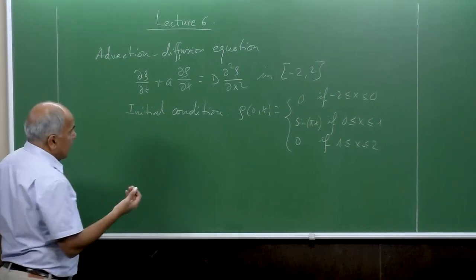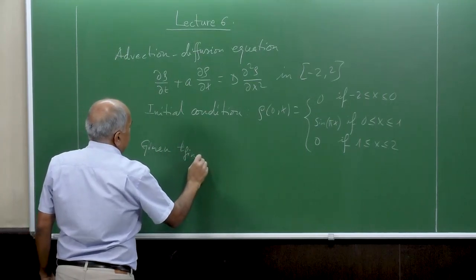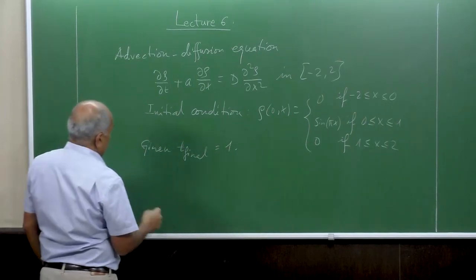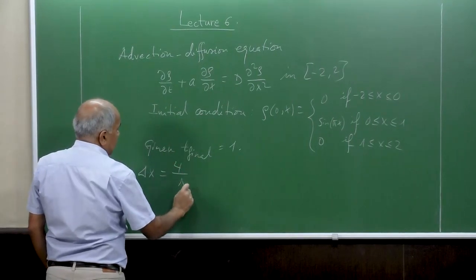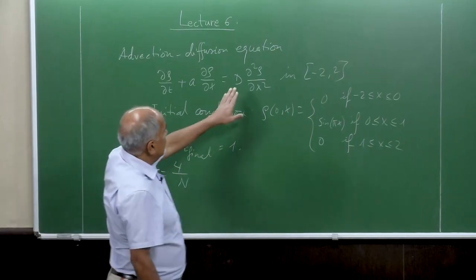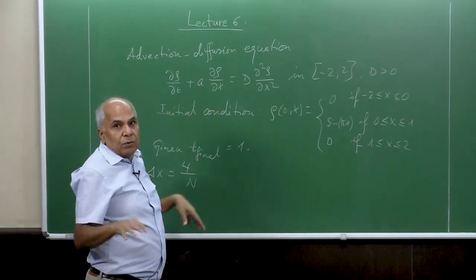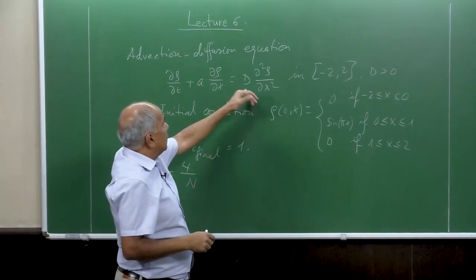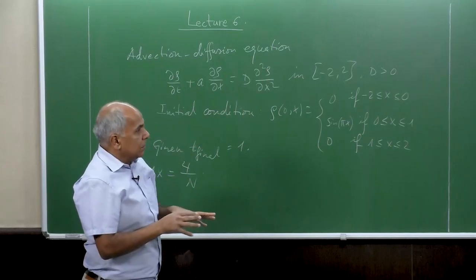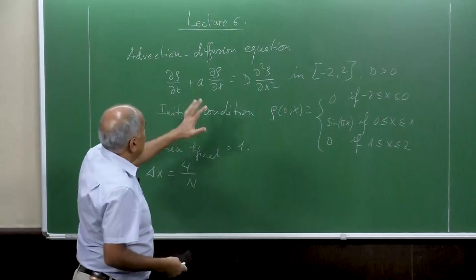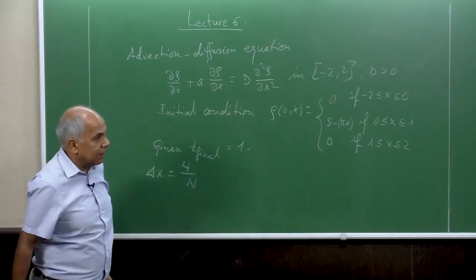So t final we can choose as 1, and the number of grid points, so delta x is defined again by 4 by n. And here the diffusion coefficient is positive. If d is very large, then we may have a very smooth solution. We will play with that later, but then we will have the time step restriction on the velocity as well as the diffusion. Diffusion also takes its own time, so you cannot give a larger time step. Therefore, we should have some type of minimum of the CFL number and some coefficient with this d. I will not present that, but we can just play with it. You can find it in the literature.